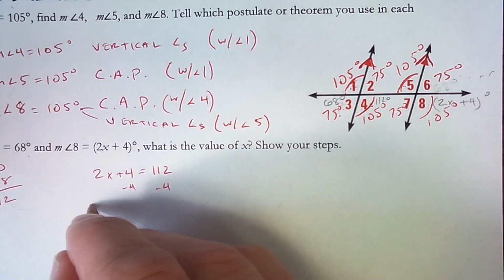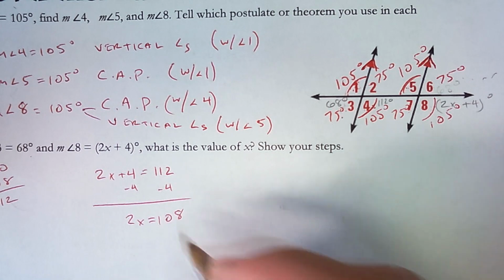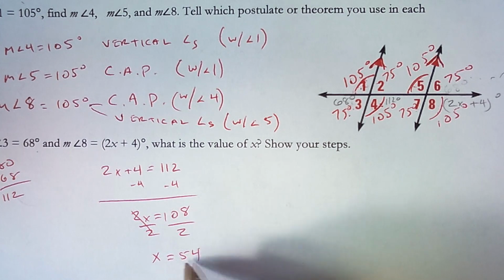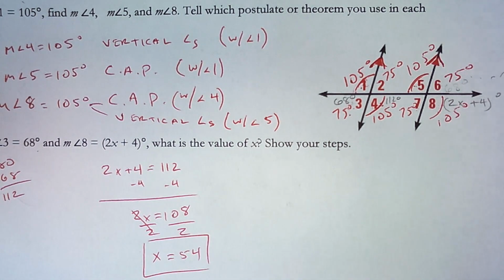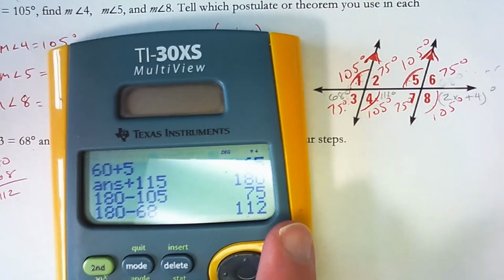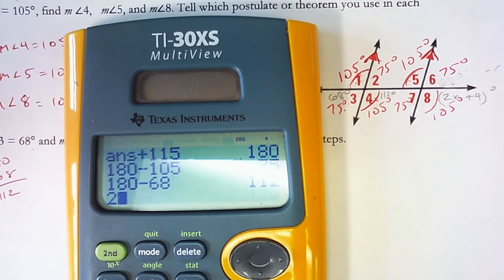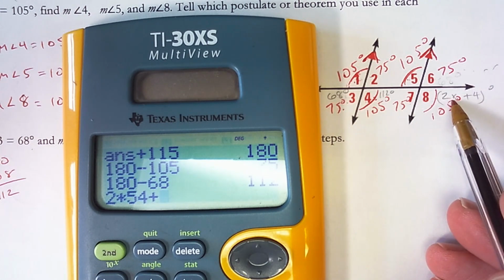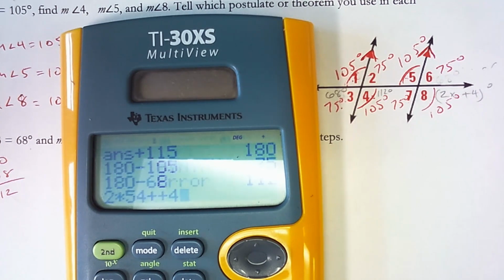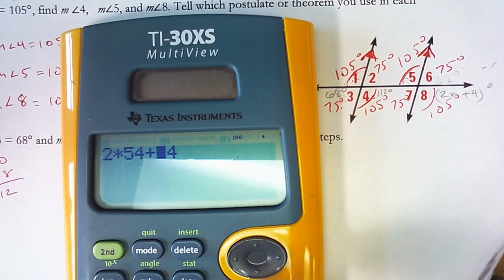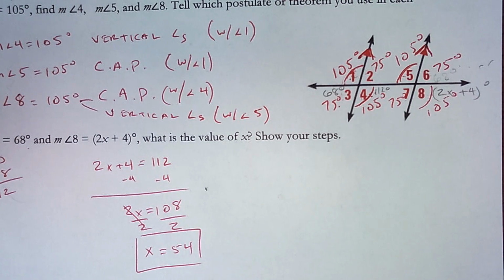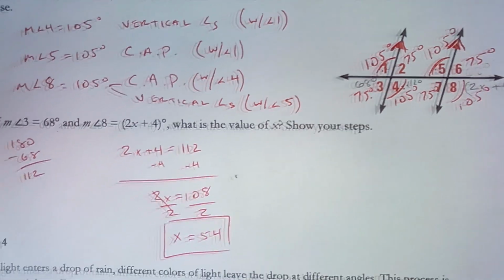Okay, so I can subtract 4 and get 2x equals 108 and divide by 2, and x is 54. Okay, now let's substitute that. So 2 times my value of x, 54. So we got 2 times 54 plus 4. I don't want two pluses there. Is 112, just like it was supposed to be. Okay, so we know we did that work correctly.